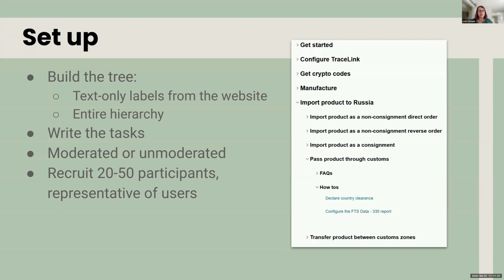Unmoderated is great because it lets you get a much wider participant base, but it usually requires some type of tree testing software like Optimal, because you need to be able to record every click that the user takes. And as far as the number of participants, because tree testing is so heavily focused on the quantitative analysis, you do need a higher number of participants to gather useful results. And you always want to make sure that they're representative of your real users, even if they aren't your actual users.